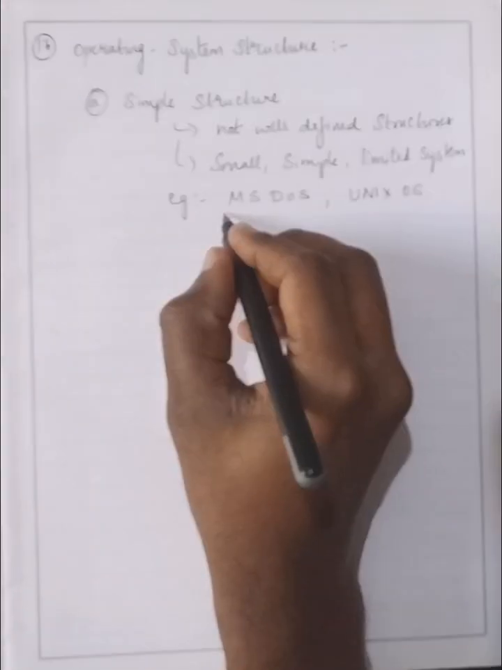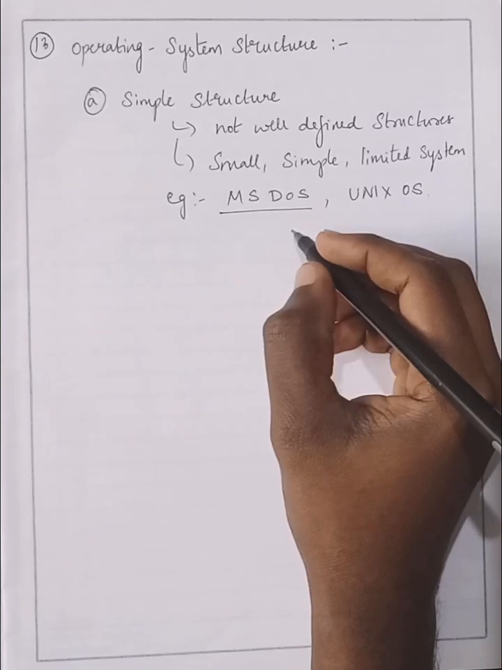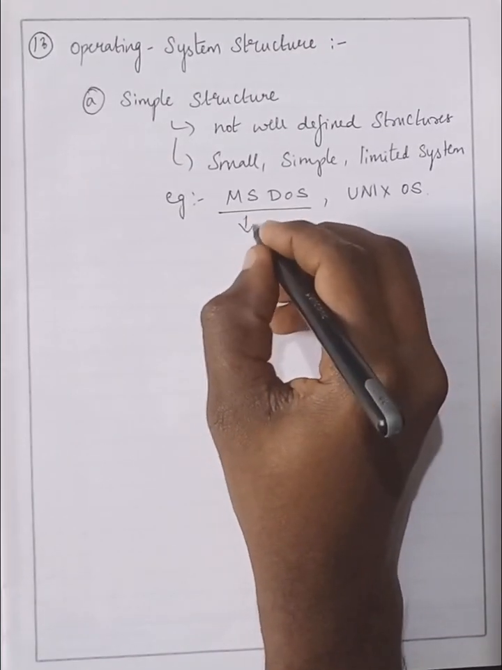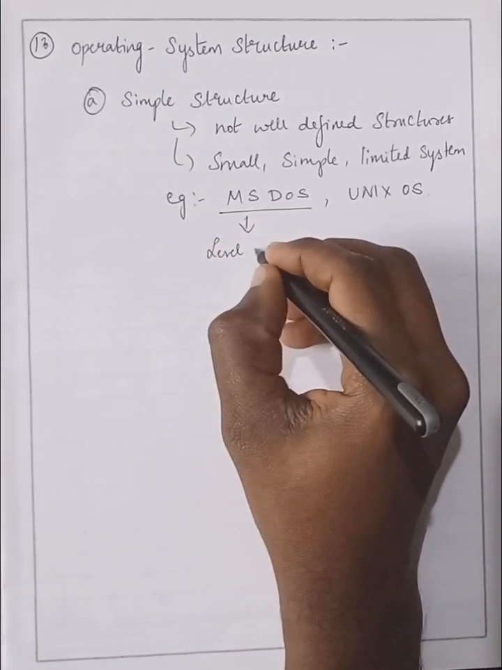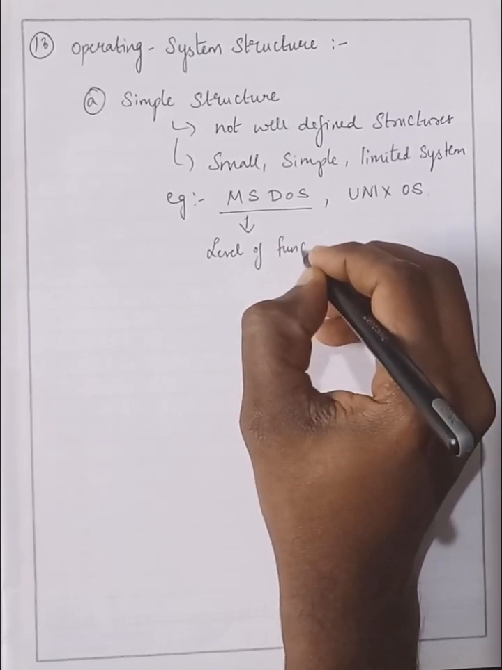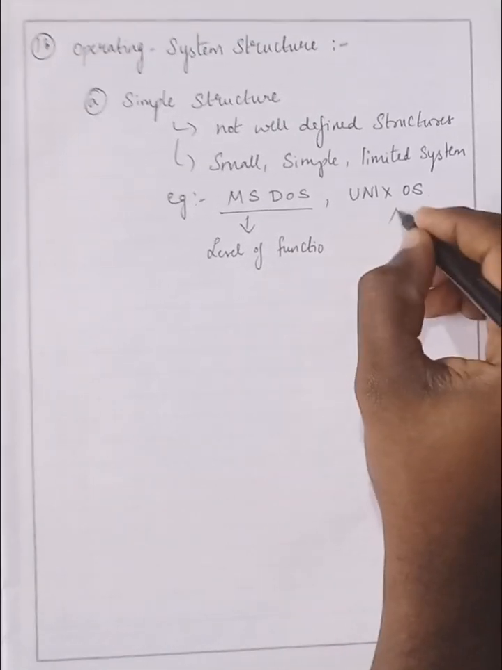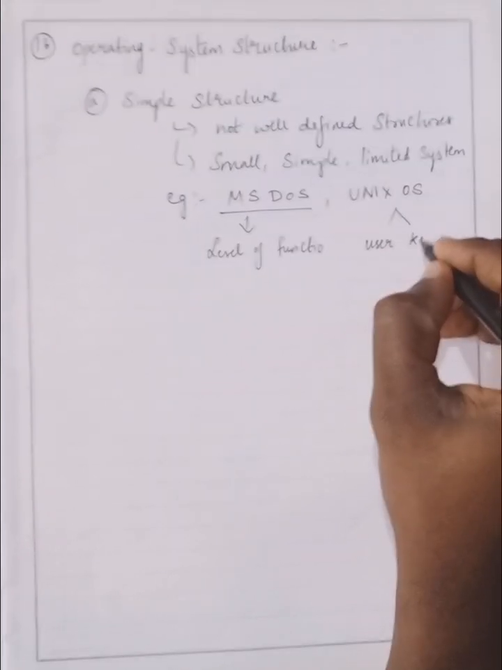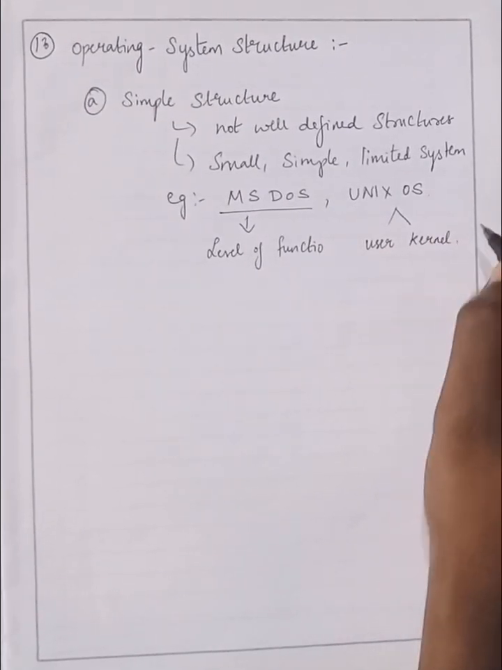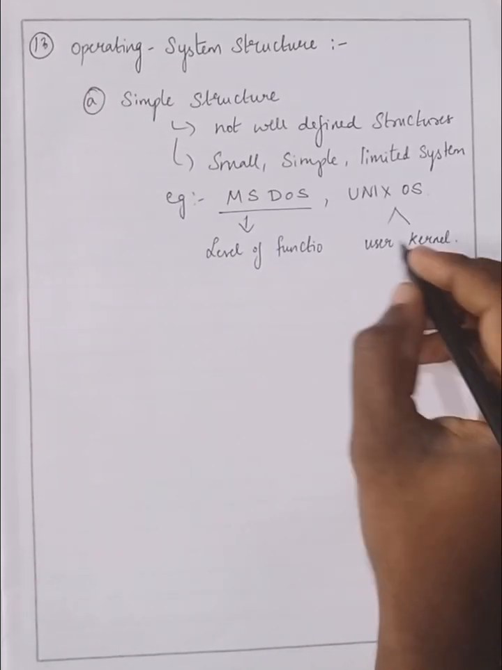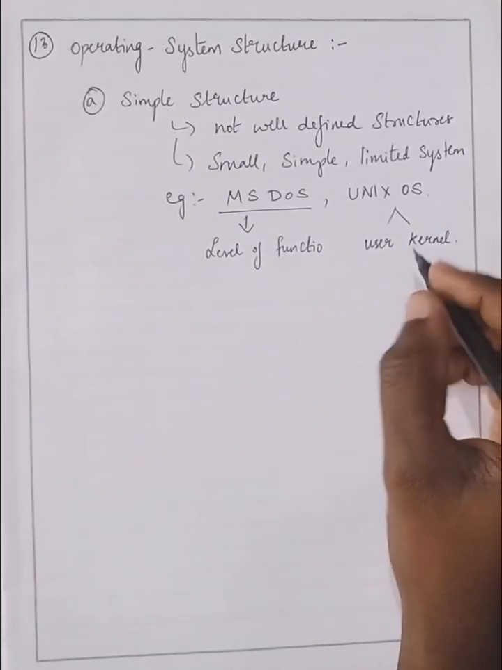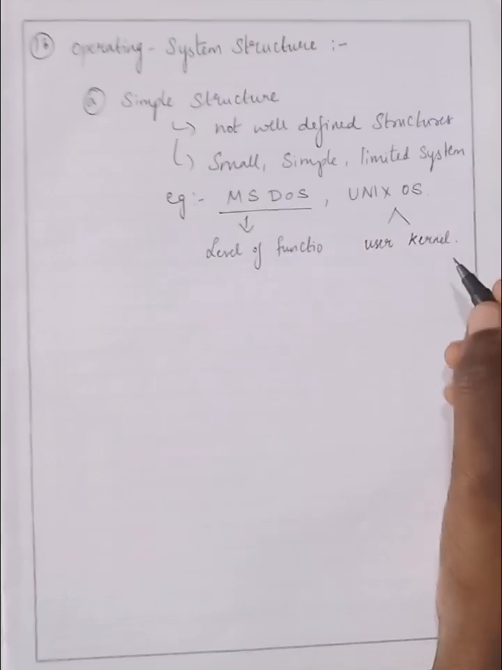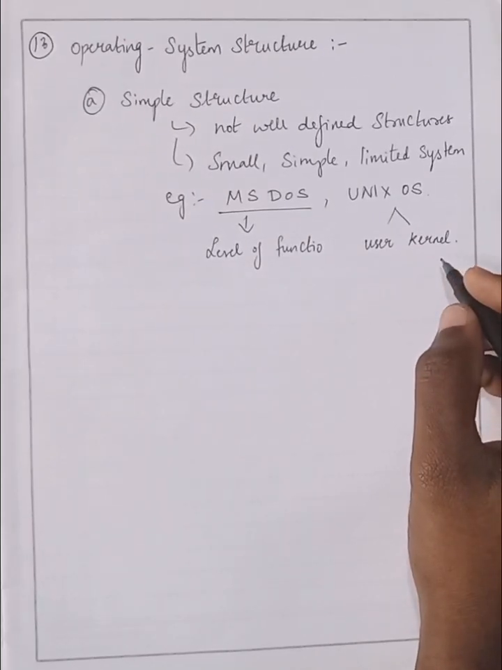In MS DOS, there are different levels of functionality, and it works based on that. Whereas in Unix, it has a user part and a kernel part. So the user part has system programs, and the kernel programs are separate, like device drivers.